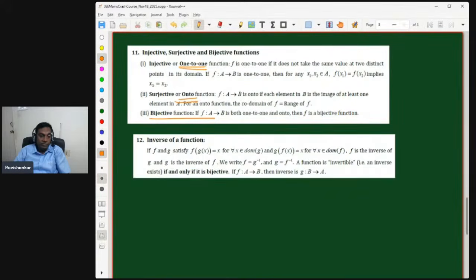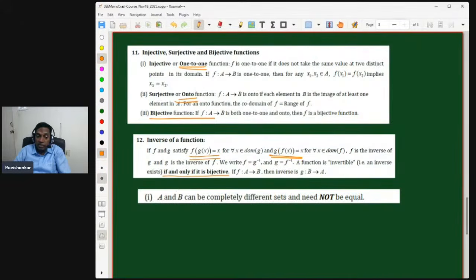If you have f and g such that f of g of x is x, so inverse is defined using composition of functions, and g of f of x equals x, then f is the inverse of g and g is the inverse of f. And we say that this is possible only if f is bijective, and the inverse is g from b to a. One important thing is that when an inverse exists, it doesn't mean that a and b have to be the same sets. A can be all real numbers, b can be all integers, and still inverse can exist.